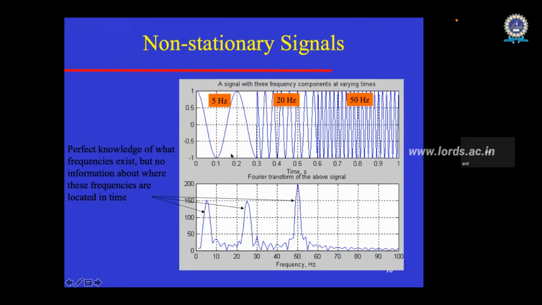For 0 to 0.2, I will get 5. For 0.2 to 0.4, I will get both 5 and 20. For 0.4 to 0.6, I will get only 20. For 0.6 to 0.8, I will get only 50, and for 0.8 to 1, I may get only 50. That's fine. But the frame of 0.2 to 0.4 will give me both 5 and 20, because this window has both of them.